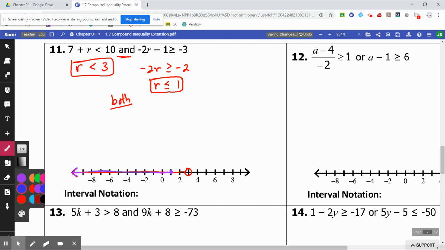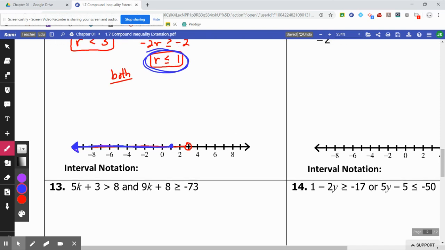Where does the overlap occur? The overlap occurs from here to the left. So what is my answer going to be? My answer is going to be all values from here to the left, which is pretty much these values. Every value from negative infinity up to 1. That should be a positive 1. And that's it.